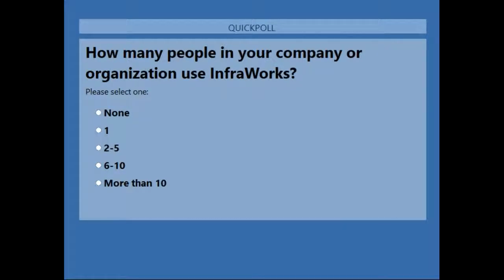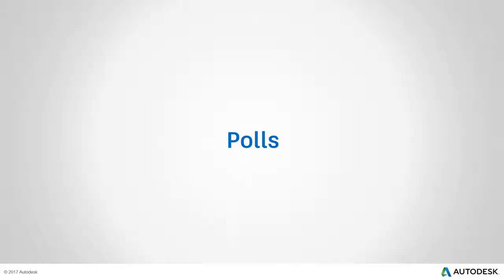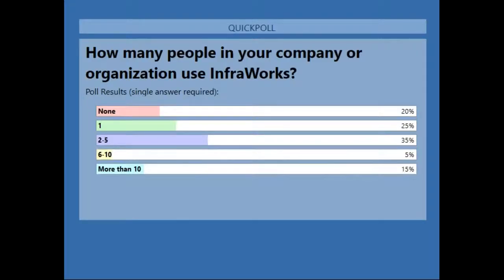Go ahead and make a choice there and let us know what the usage level of InfraWorks is in your company or organization. Is it just a couple of people, just one person, or do you have a pretty large contingent of people using it? And let's see, 68% of you voted so far. I'm going to give it a few more seconds, and then I'll close the poll and share the results. It looks like 2 to 5 is the winner right now with 34%. So let me go ahead and close that. I'll show you the results. And you can see there that we've got the winner at 35% is 2 to 5. Interestingly, it drops off for 6 to 10 and then back up a bit for more than 10.